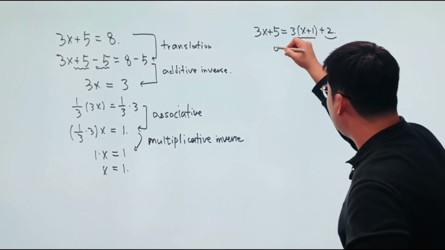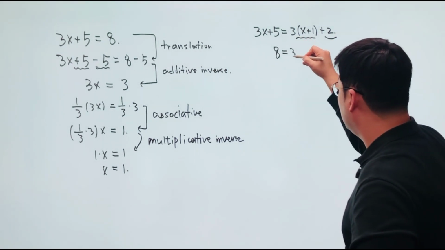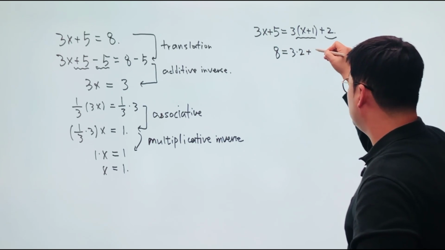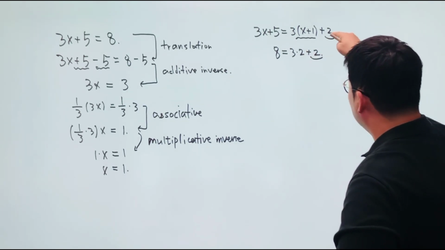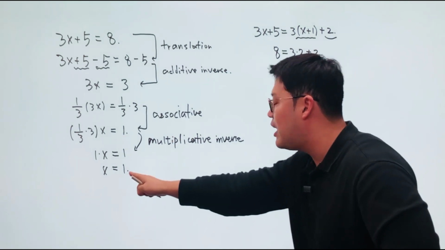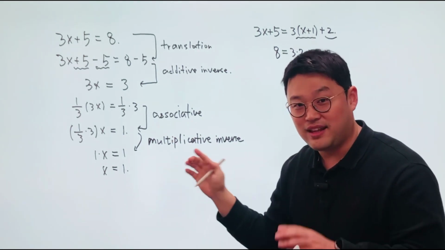What happens if I divide 8 by 3? We get a remainder of 2. Now, we have the same remainder. That's why we get an integer solution. And that shall be it.